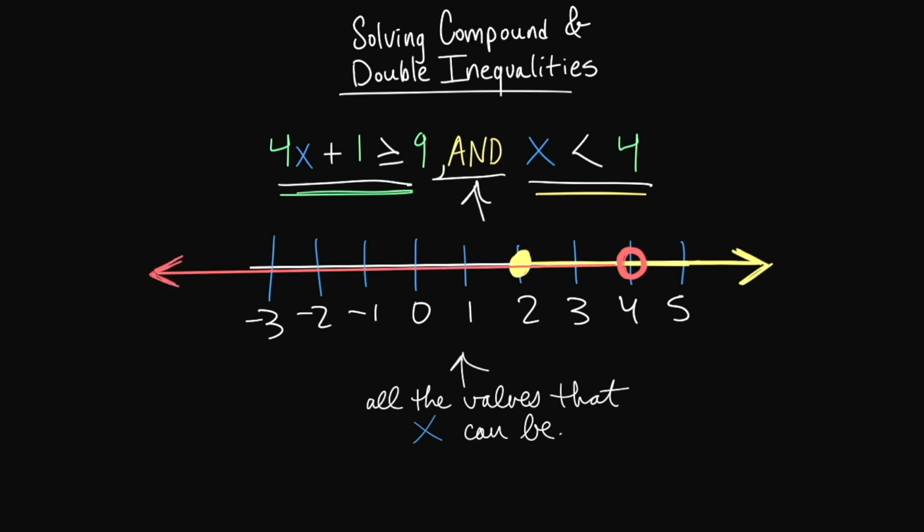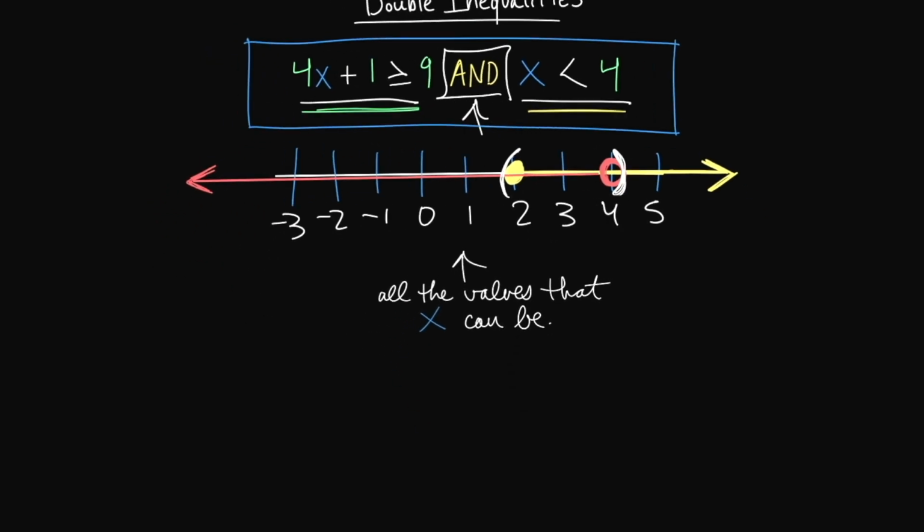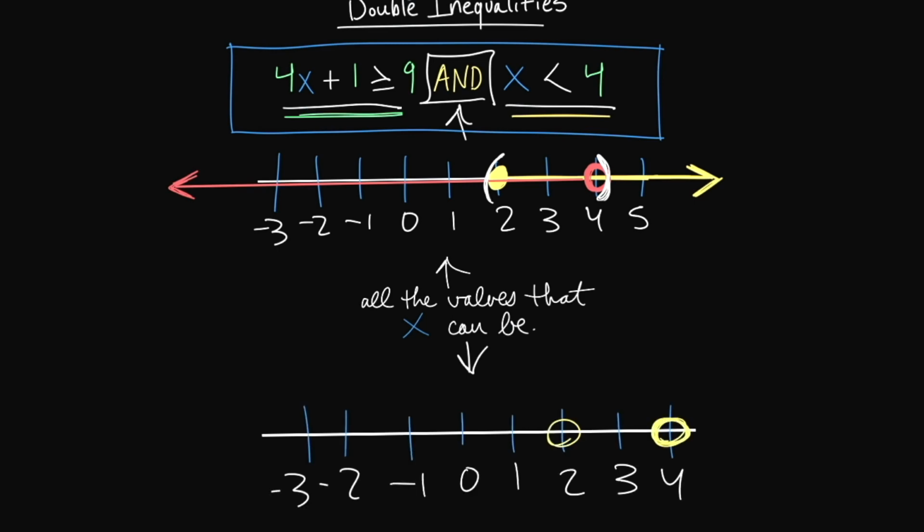And because we're working with a compound inequality that uses an AND, the only solution to this entire inequality is going to be where both of the solutions of the inequalities overlap. And we can see that that is right here and right here. So this is the solution for this inequality.